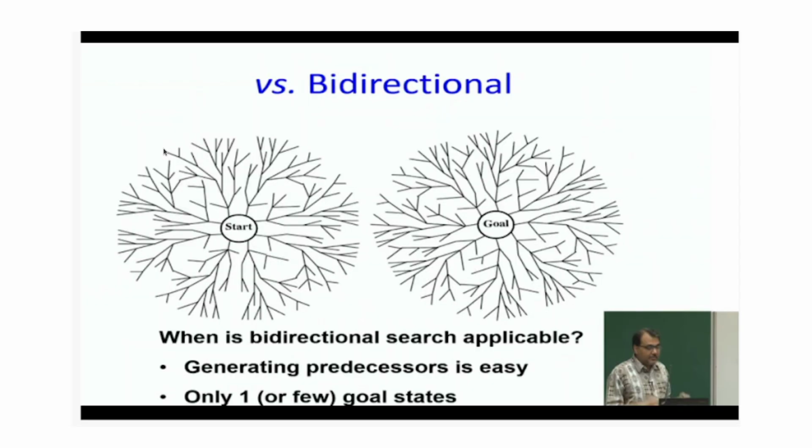Now there is something you see, forward search and backward search. So this is, let's say, the start state. From here you are going to all the goals. Let me give you an analogy for forward search and backward search, then I can explain it to you.